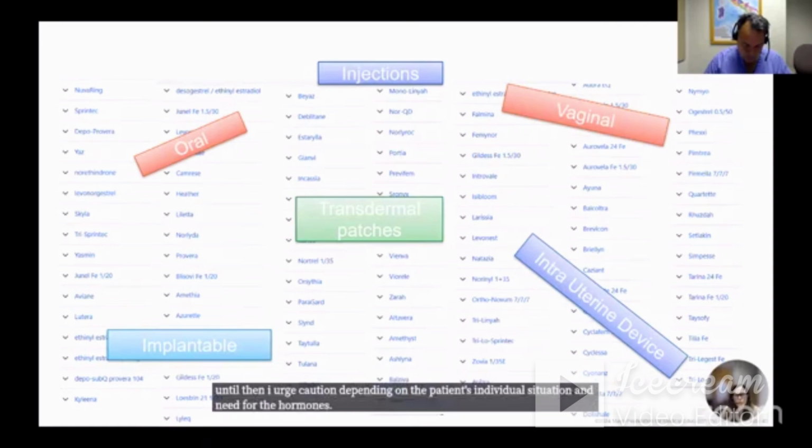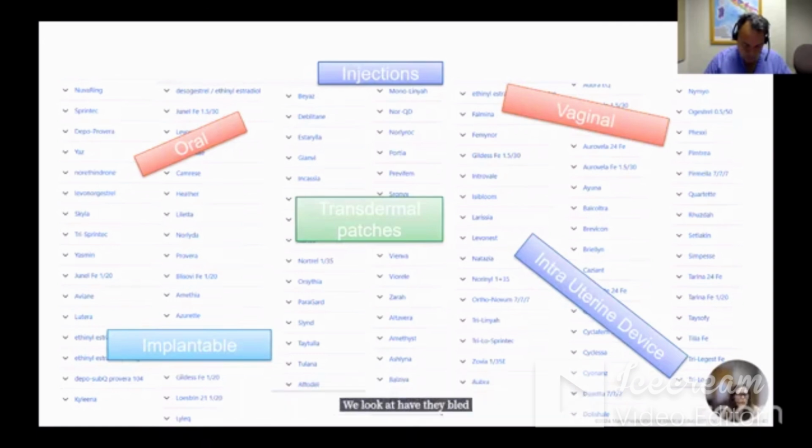We look at, have they bled recently? Have they had recent growth? How many lesions do they have? And try to take into consideration all those factors until we learn more.